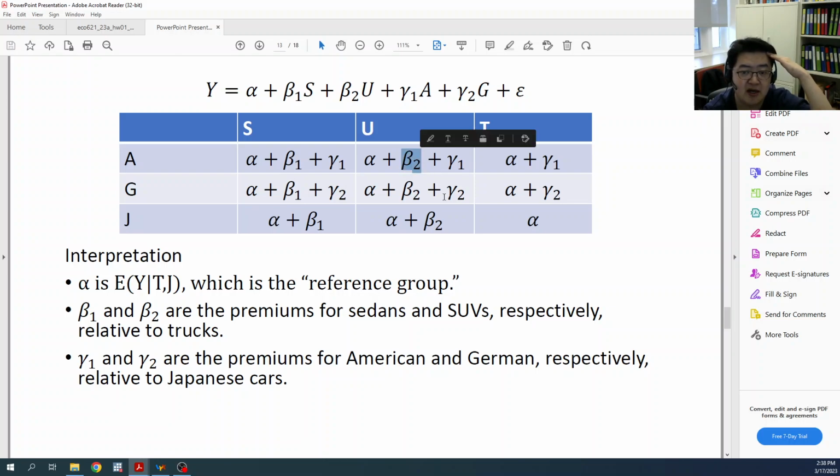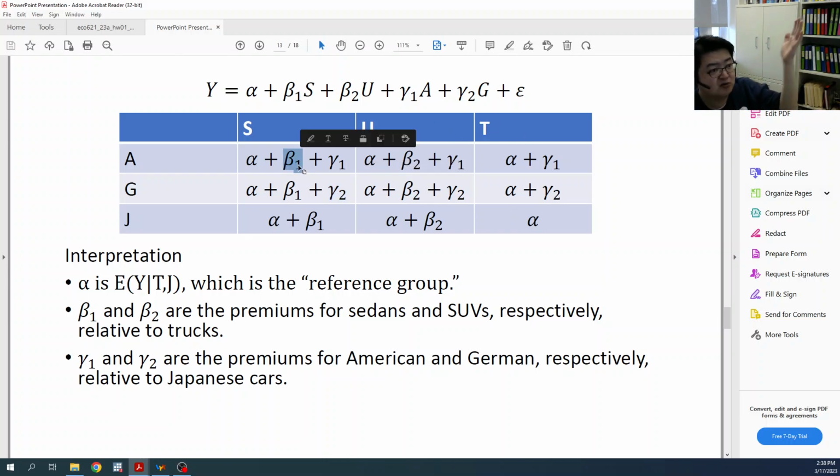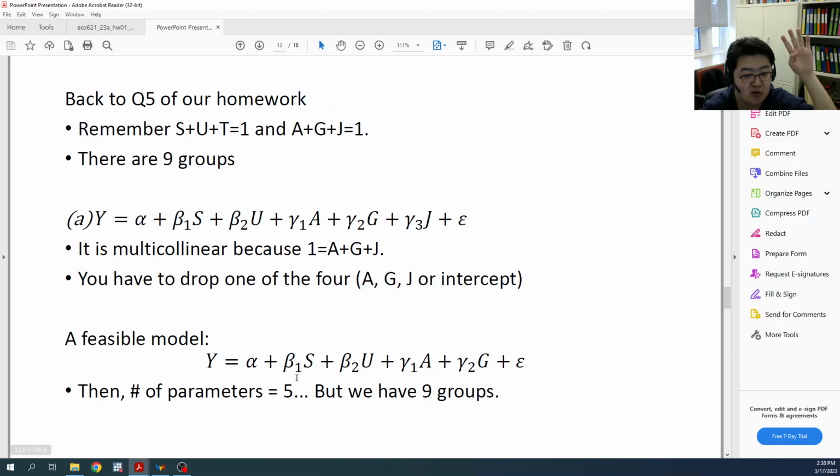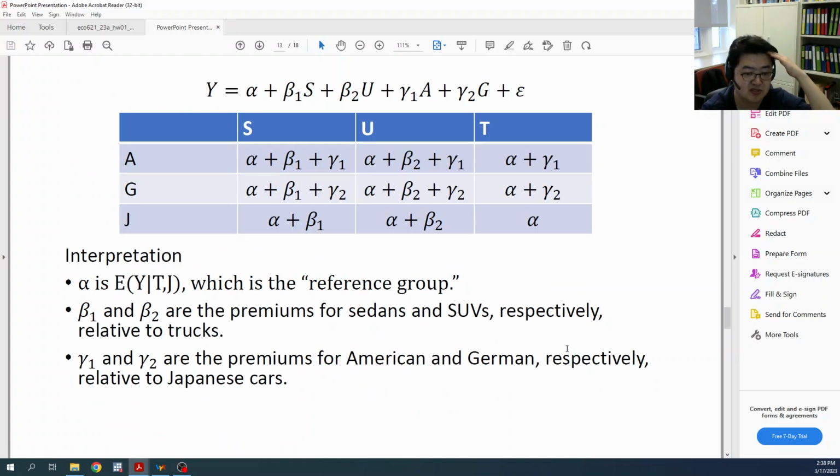And another assumption is like beta 2, the SUV premium over truck. But that does not depend on nationality, where it's made. Okay. Similarly, gamma is the American premium over Japanese cars. American car premium over Japanese cars is gamma, but that is the same for sedan, SUV, truck. Okay? And same thing for gamma 2. So I said already 4 assumptions. Beta 1 same across, beta 2 same across groups, and gamma 1 same across groups, gamma 2 same across groups. That is 4 hidden assumptions as I mentioned here, right? Well, you should be able to understand that.